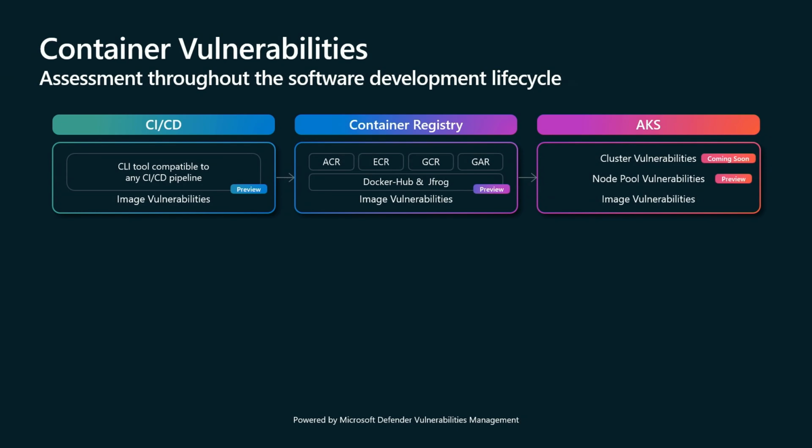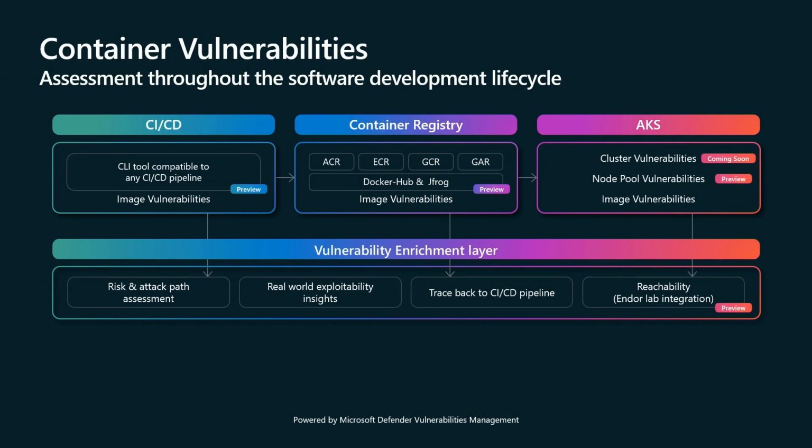Similarly, when we're thinking about container vulnerabilities, we're doing assessment all the way through the container development lifecycle. So we're assessing it in the Dockerfile itself. We're assessing it in the container registry across all of the different public container registries that are available, whether it's JFrog, other public cloud repositories, or anything that supports the container registry API. And then we're moving into AKS and discovering vulnerabilities in images, in node pools, and in clusters coming soon. All right, keep that animation going. And then we go back and enrich it with information that makes it more actionable.